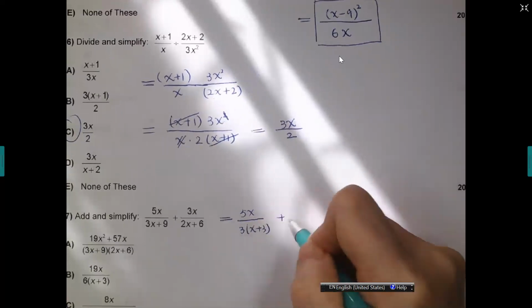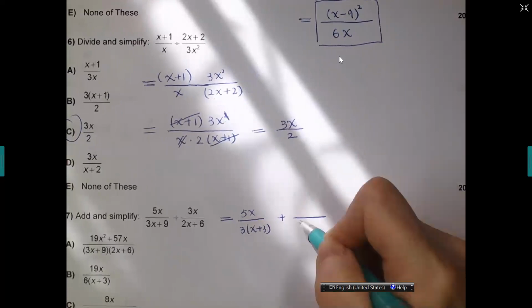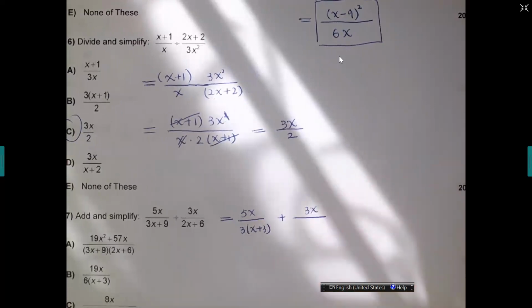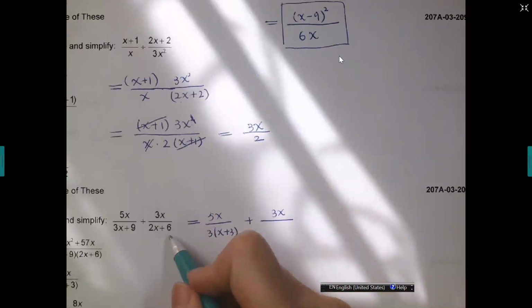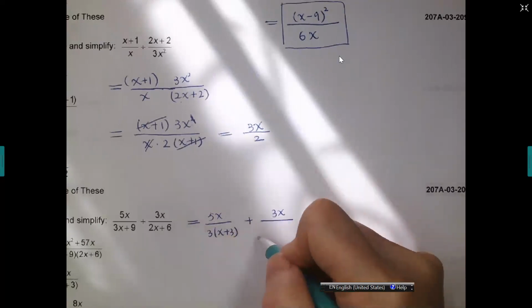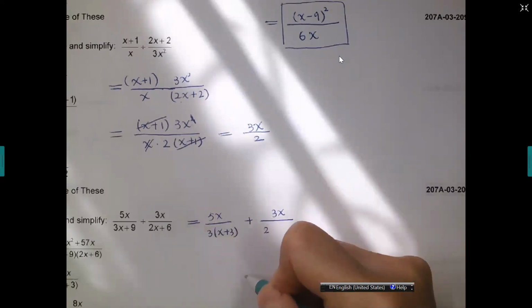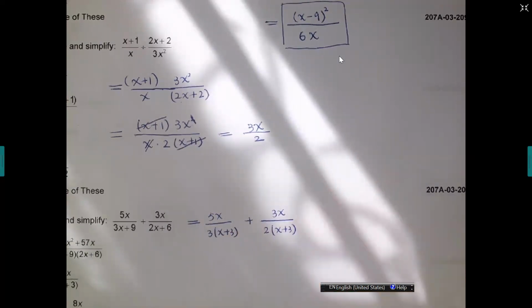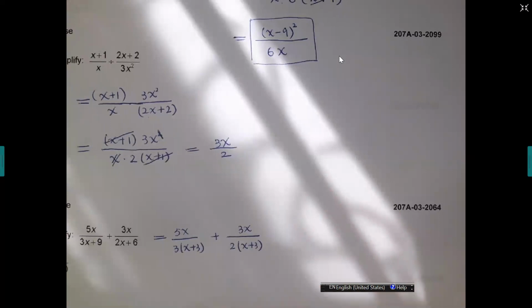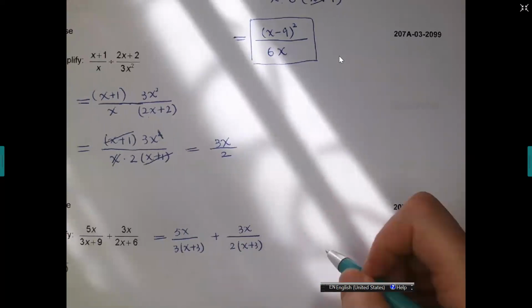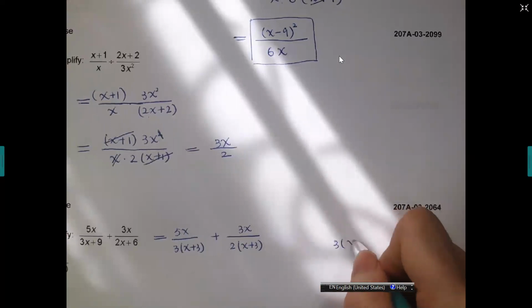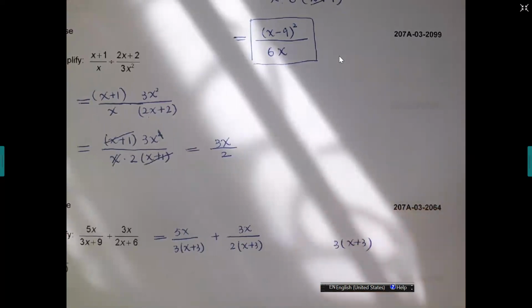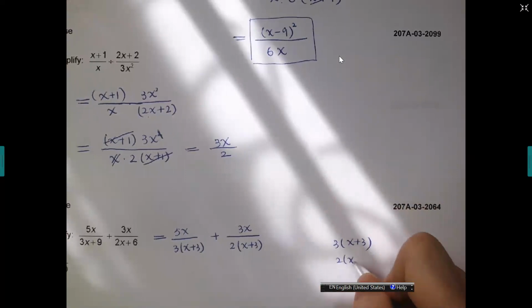And plus the second rational expression, 3x on the top. What is on the bottom? 2x plus 6. Can we factor it? 2 is the GCF, and I have x plus 3. Leave this here. Now we go to the scrap paper and write down the 2 denominators. The first one is 3 times x plus 3. The second one is 2 times x plus 3.